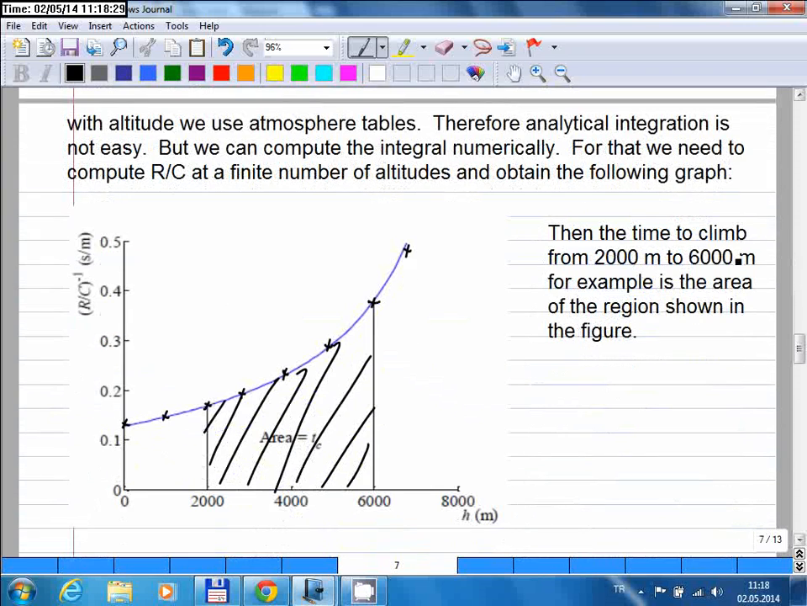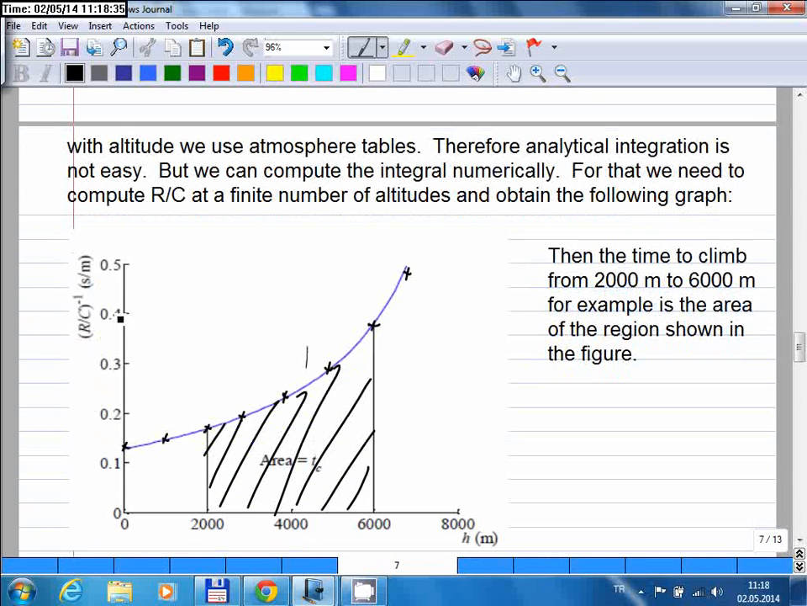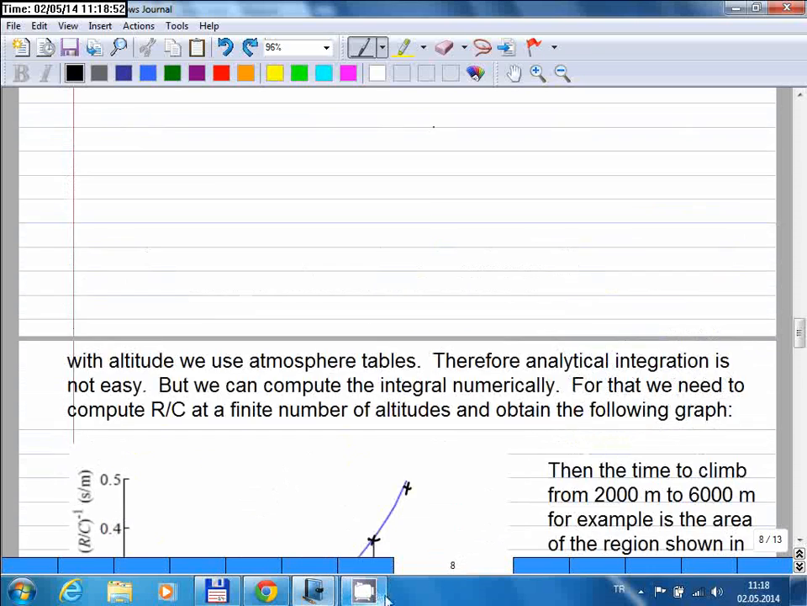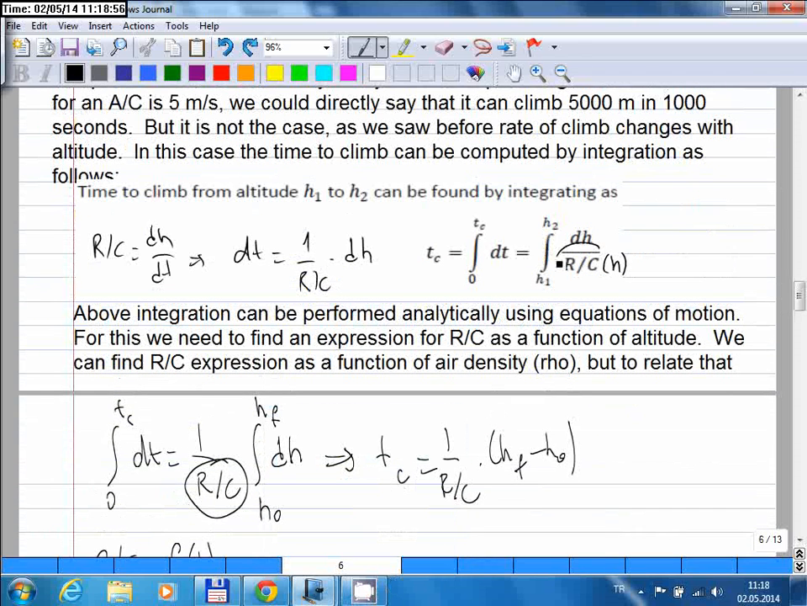So in that case, you can do a numerical integration. To do the numerical integration, you make a plot of the inverse of rate of climb with altitude. Before I showed you plots of rate of climb with altitude, but for calculating time to climb, you need to plot 1 over rate of climb, and that's because that's what you have in the integral, right? In the integral, you have 1 over RC.